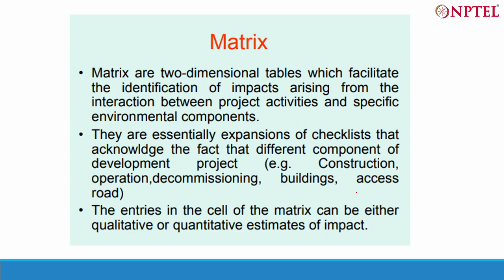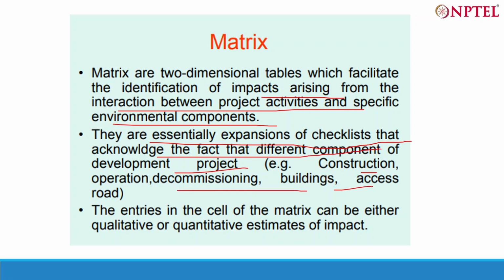So matrices are two-dimensional tables which facilitate the identification of impacts arising from the interaction between project activity and specific environmental components. They are essentially an expansion of the checklist. The checklist was one-dimensional only, so these are two-dimensional. They acknowledge the fact that different components of a development project, like construction, operating, decommissioning, buildings, access road, and the cell of the matrix can contain either qualitative or quantitative estimates of the impact. So these can be quantitative, where you put values, like this much is the impact, or qualitative, like high impact, low impact. You don't quantify it, you just say low, high, relative type of things.